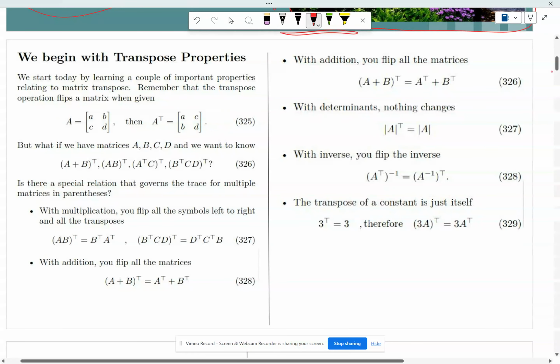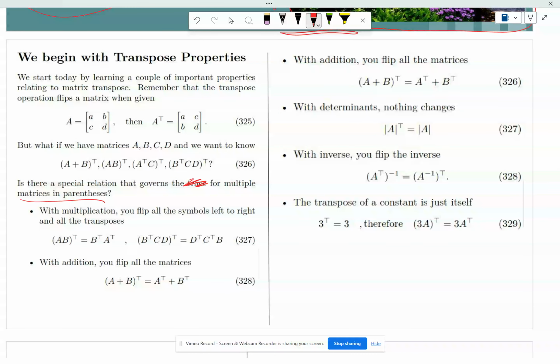However, what happens when you have multiple matrices? Let's say you have these two added together, and you're taking the transpose of their result. Or this one, where you're multiplying two matrices together and taking the transpose of the final result. What if you're taking the transpose of transposes, or you have multiple matrices together? Is there a special relationship that governs the transpose for multiple matrices in parentheses?